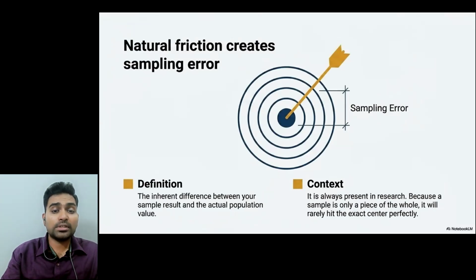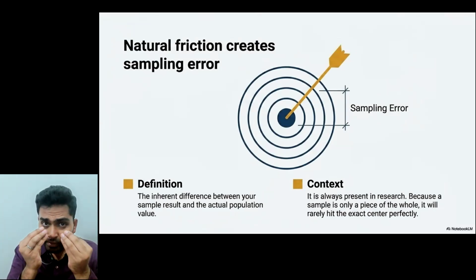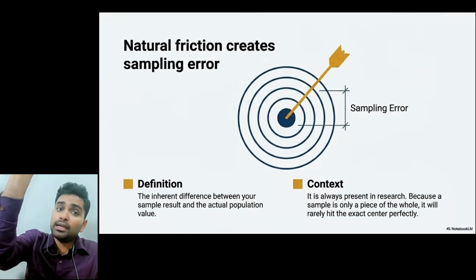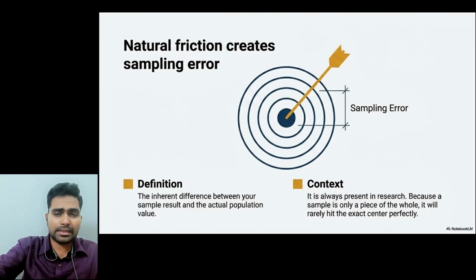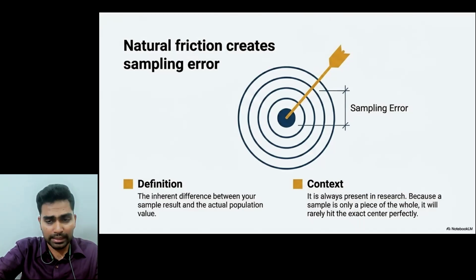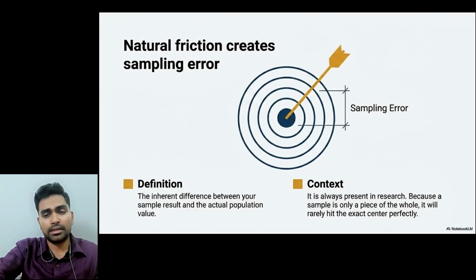Now, always remember, you will never be able to get a perfect sample which exactly describes the parameters of the population. That will never happen. Some kind of sampling error will always be there. But that is why, remember, I had mentioned the p value, alpha value, and all of that. That is why we have that 5% error margin. It is always present in research. You will rarely get a sample which can completely describe the population.